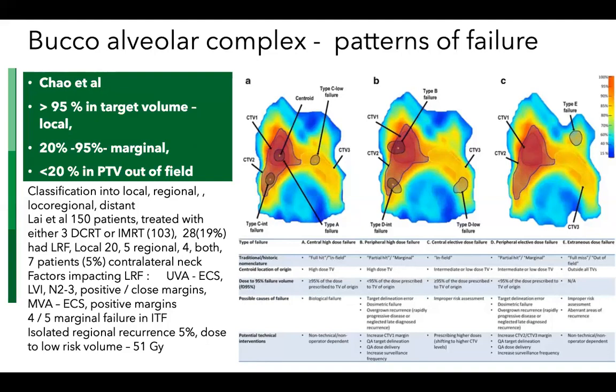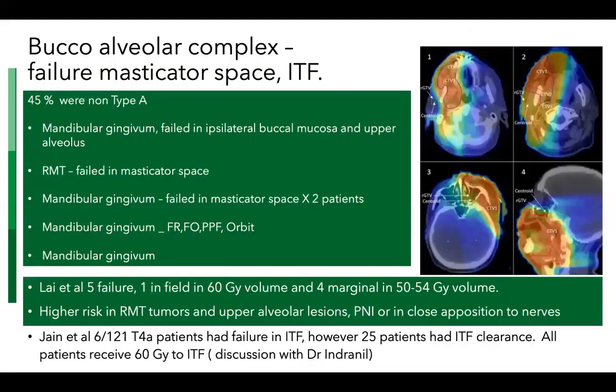So it's quite an interesting way of looking, like a deep dive, into understanding failures in the gingival buccal sulcus area. And again, I'd like you to note here the number of failures. So they've identified that 55% of their patients failed within the high dose target, but 45% failed outside the high dose target. And most of them failed either in the ipsilateral buccal mucosa, lower alveolus lesion failing in the upper alveolus, masticator space, foramen rotundum, ovale, pterygopalatine fossa, orbit, etc.